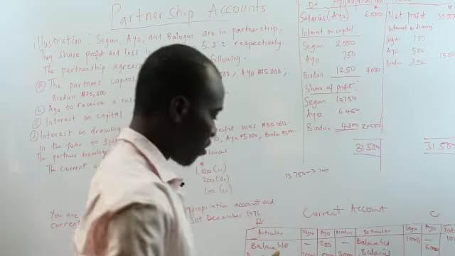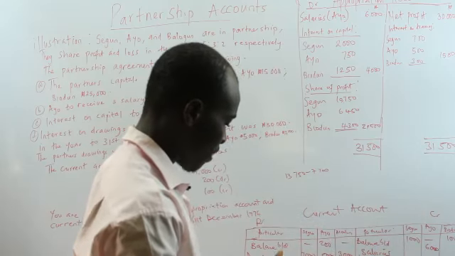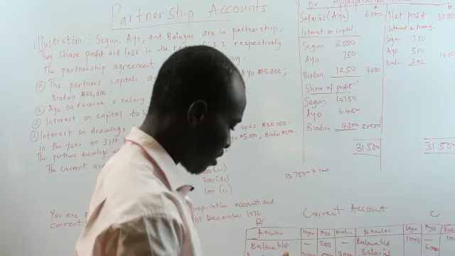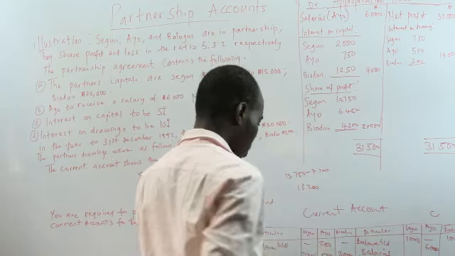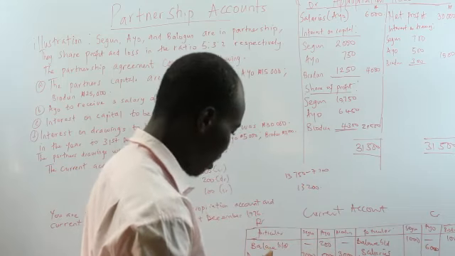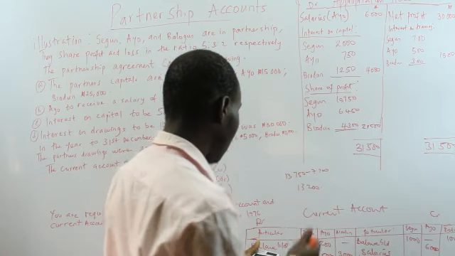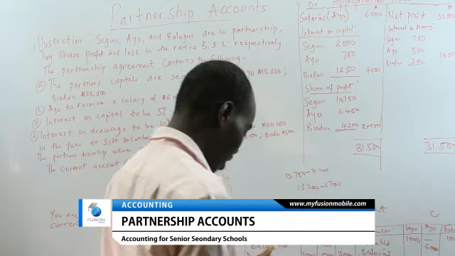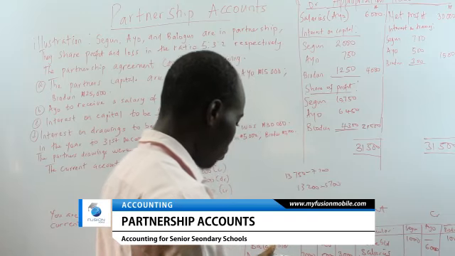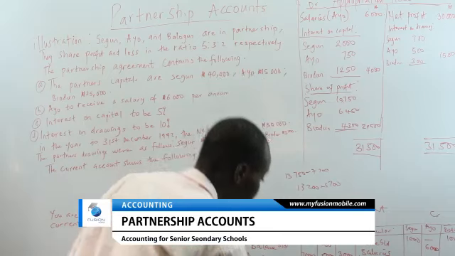So now we have Ayo. Add everything on the credit side of Ayo. We have 6,000, we have 750, we have 6,450. That gave us 13,200. So we have this, we have 5,000, we have 500, we have 200. That gave us 5,700. And 13,200 minus 5,700 gave us 7,500.